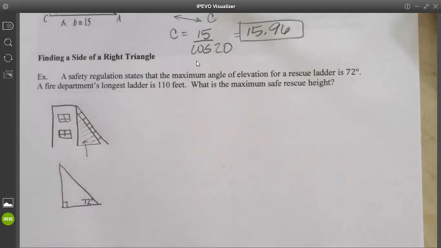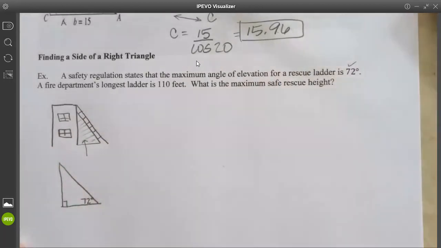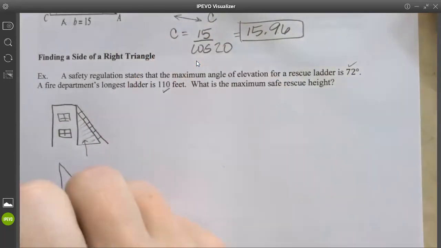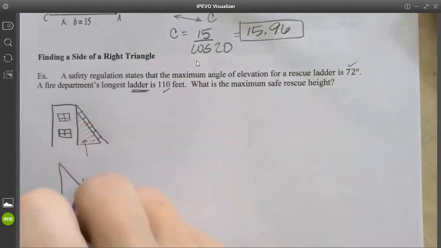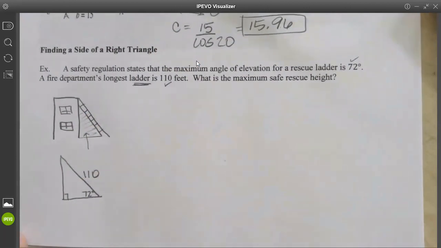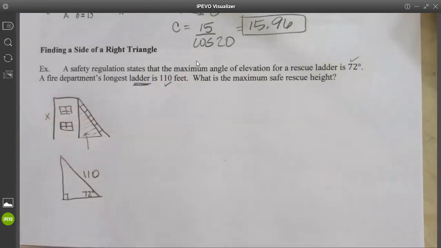What else do we know? So we did the 72. What else do we know? 110 feet. What is 110 feet? The ladder. So this is 110. It wants to know the maximum safe rescue height. So what are we looking for? How tall the building is, or how high up the building we could go. Perfect. So this is what we're looking for.